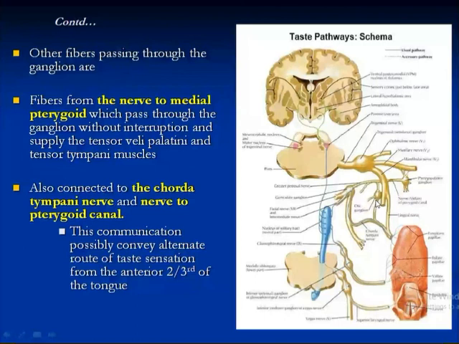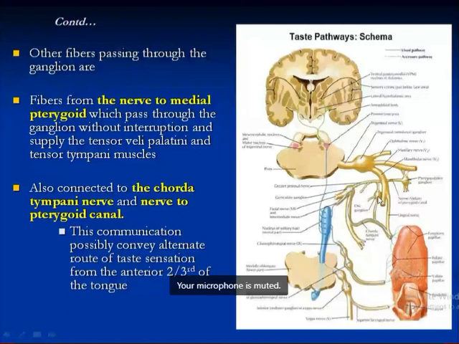Next, we can also see that this is the otic ganglia and it has got the connection with the chorda tympani. Can you see this one? It is also connected to the chorda tympani nerve and the nerve to pterygoid canal. Can you see the connection? So those are the connections of the otic ganglia. Right? So this is all about the otic ganglia.